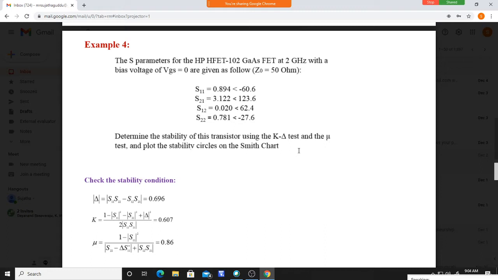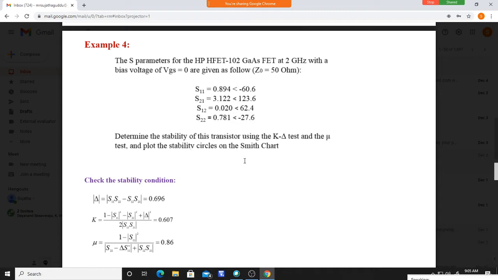It may be an 8 or 10 marks question. A 10 marks question means K delta and mu alone does not give the full marks division. So they also asked to plot the stability circles, even if it is unconditionally stable.